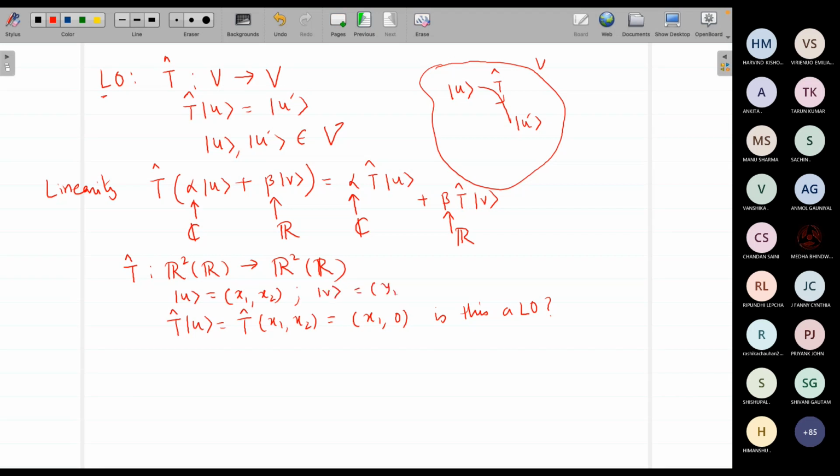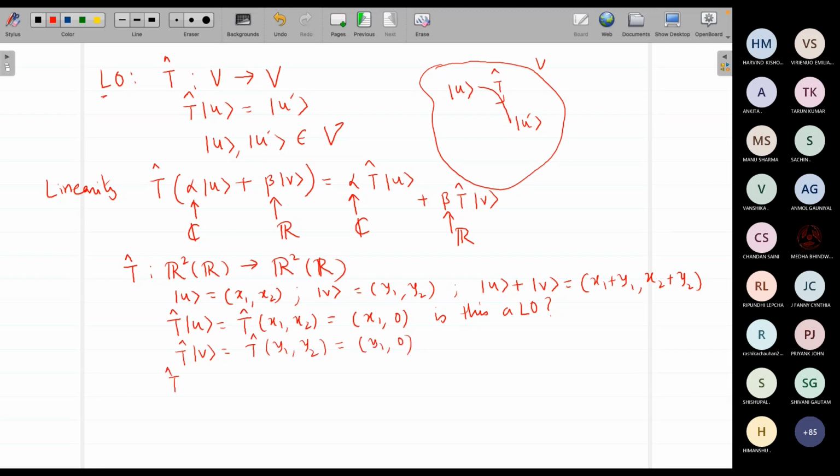Let V be equal to (y1, y2). So what will be my u plus v, since I didn't define any separate rules? Let's just keep the standard ones: (x1 plus y1, x2 plus y2). Now individually put these rules and see what happens. So T u is given. What is T v? T acting on (y1, y2), the result will be (y1, 0).